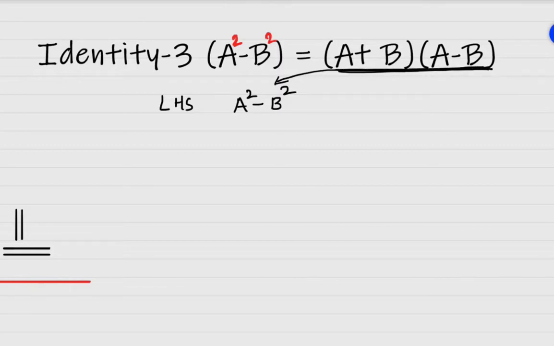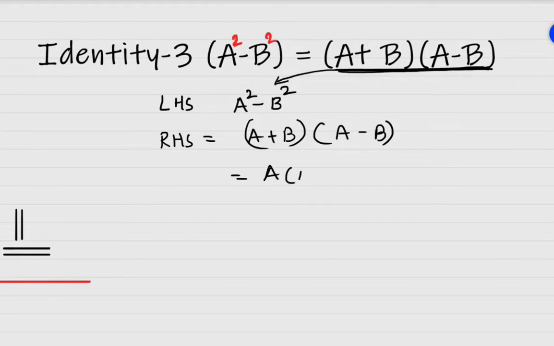Now see what your RHS is. Your RHS is equal to a plus b multiplied by a minus b. Now simply you can change it: a multiplied by a minus b plus b multiplied by a minus b. We are simply doing the arithmetic process here.